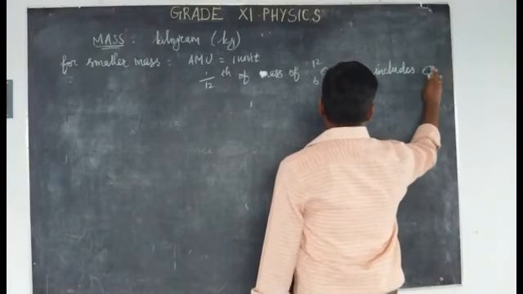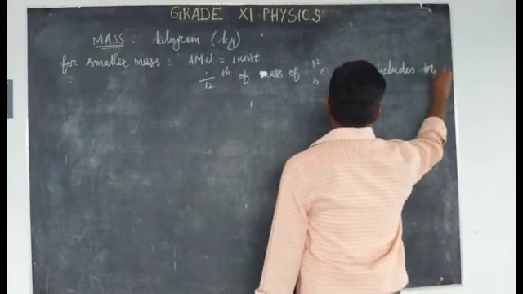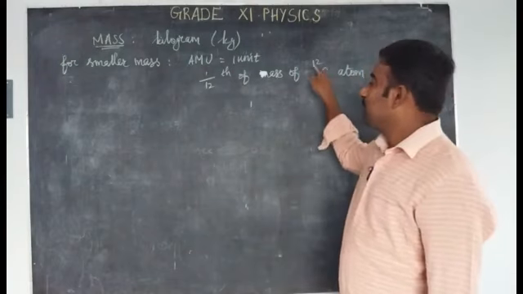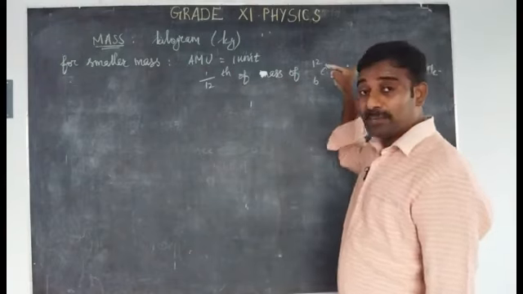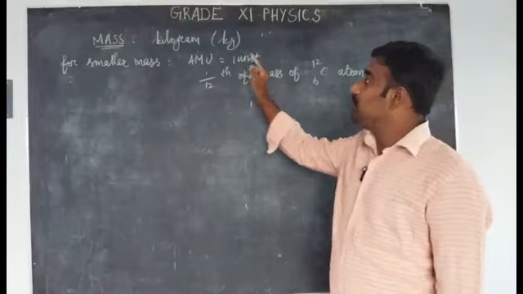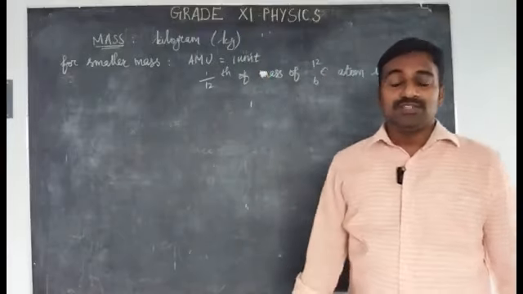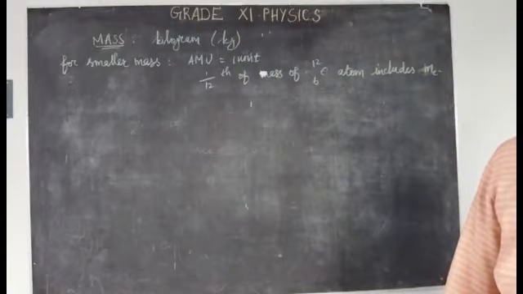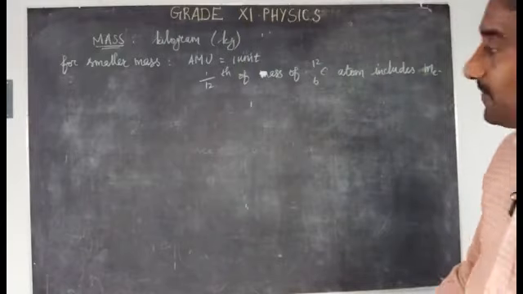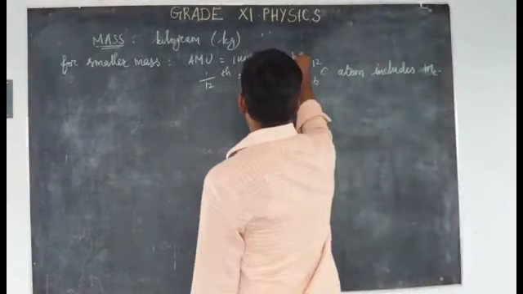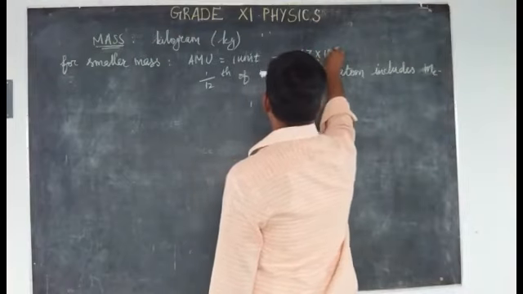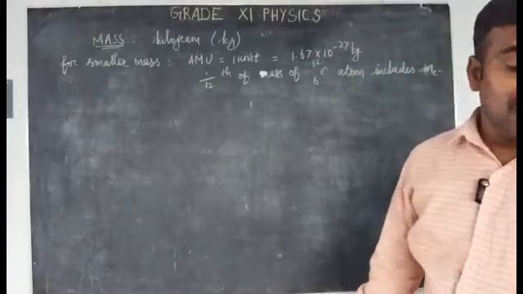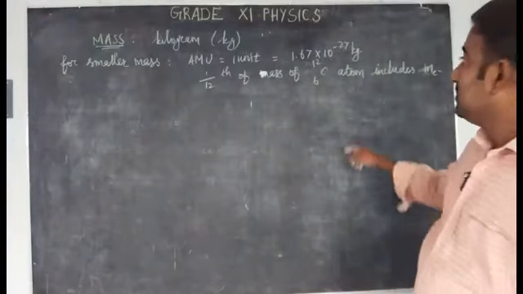That includes the mass of an electron too. 1 atomic mass unit is equal to 1 unified atomic mass unit, which is equal to 1.67 into 10 to the power minus 27 kilogram. So this is the value of 1 atomic mass unit.